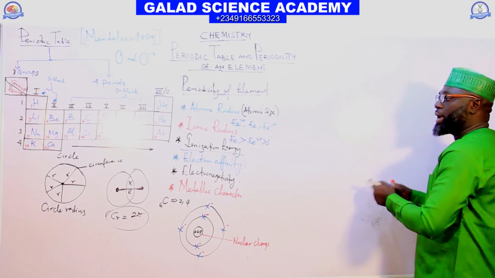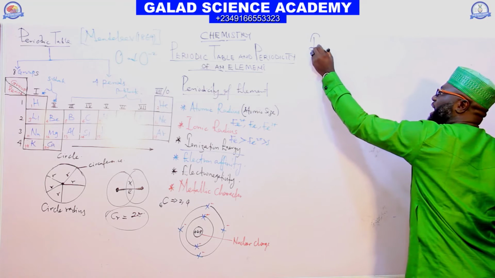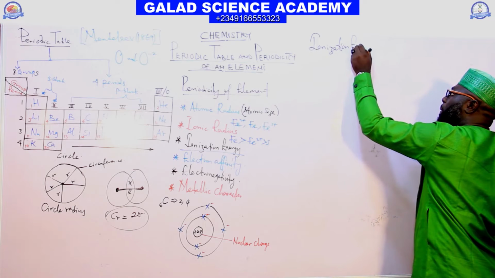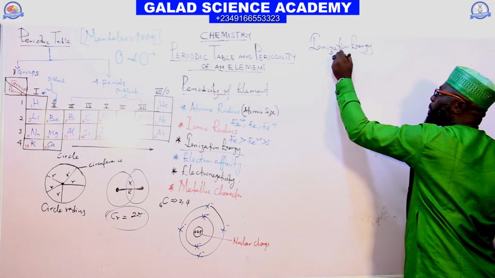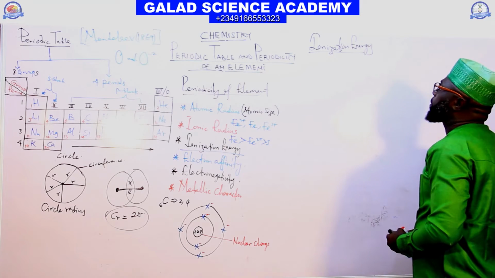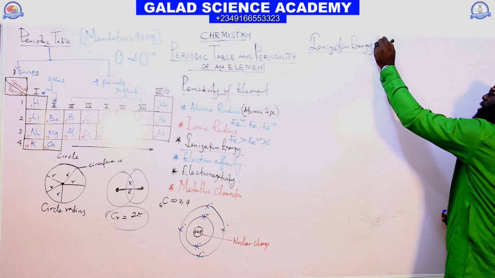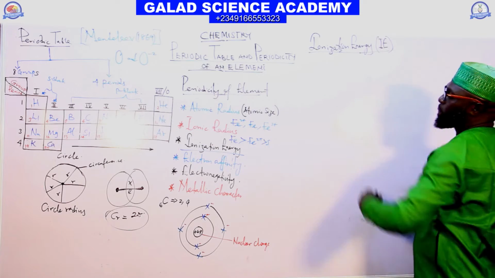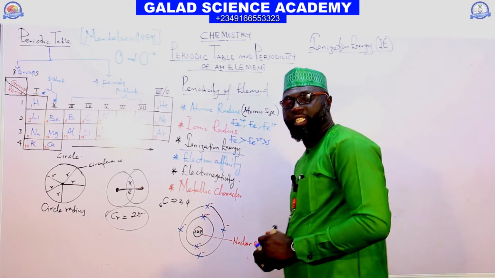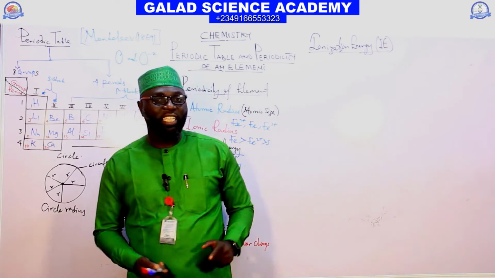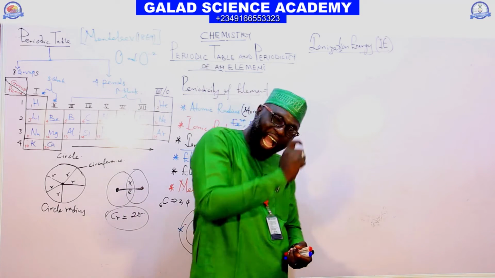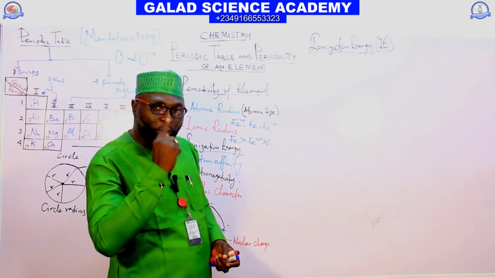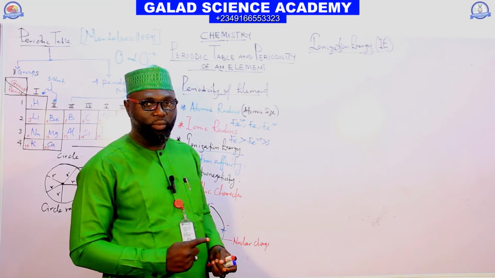The next periodicity is ionization energy. So we always use IE to denote ionization energy. What is ionization energy? It's the minimum amount of energy required to take out 1 mole of electron from the gaseous atom.